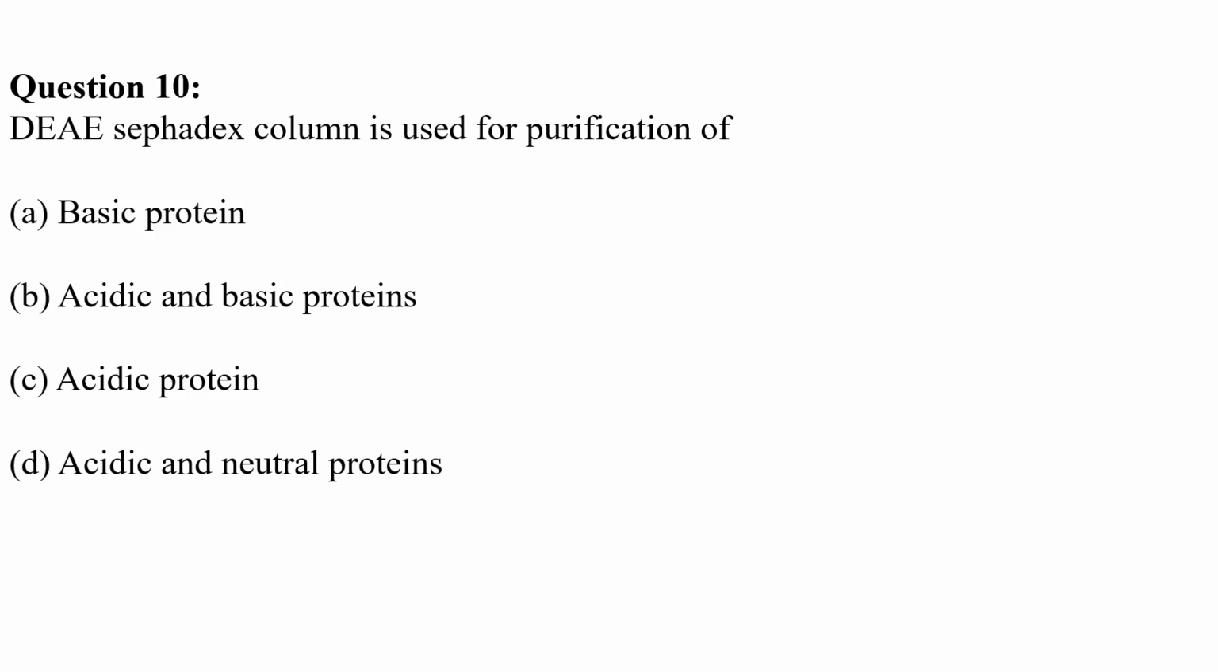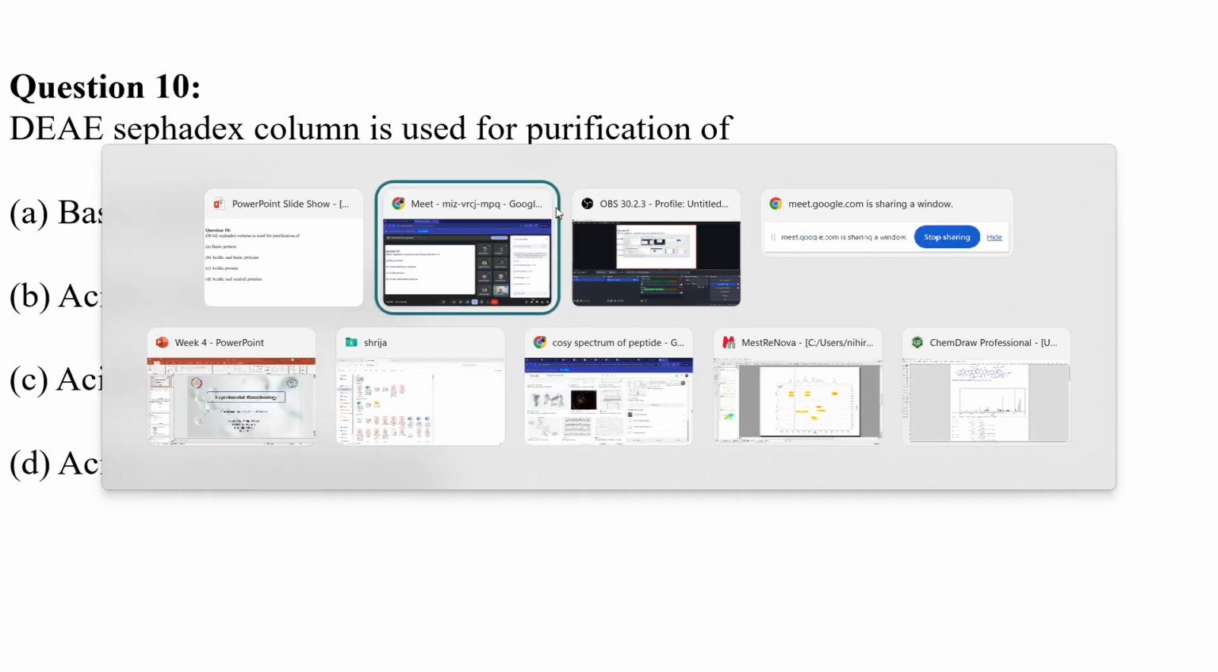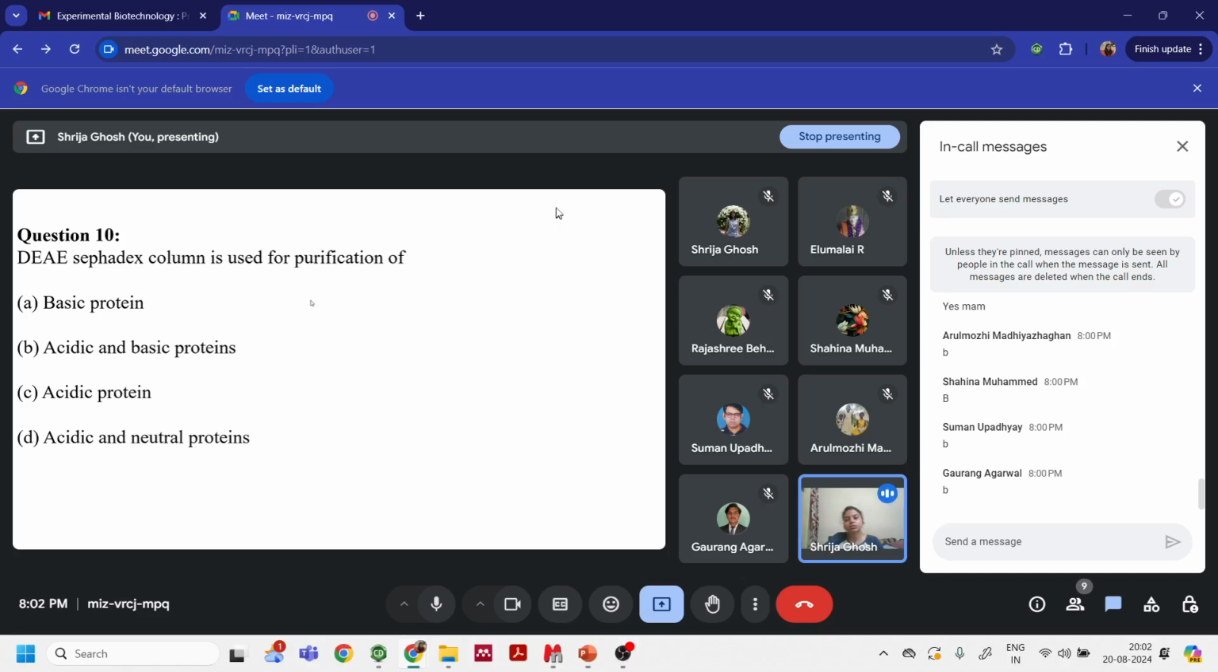The next question, question number 10. DEAE Sephadex column is used for purification of option A, basic proteins, option B, acidic and basic proteins, option C, acidic proteins, and option D, acidic and neutral proteins. So DEAE Sephadex column is used for the purification of. Anyone wants to answer this?